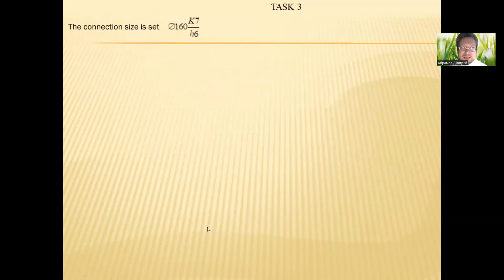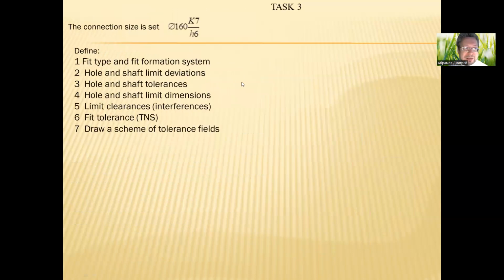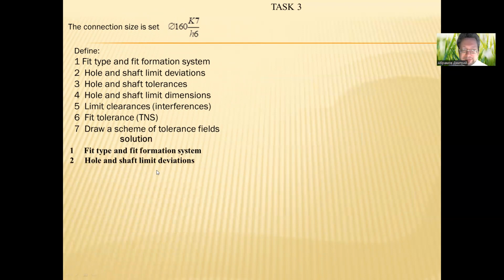Nominal diameter 160 millimeters. K7, h6. Define fit type and fit formation system, hole and shaft limit deviations, hole and shaft tolerances, hole and shaft limit dimensions, limit clearances, interferences, fit tolerance, and draw a scheme of tolerance fields. We start the solution. First, fit type and fit formation system, hole and shaft limit deviations.